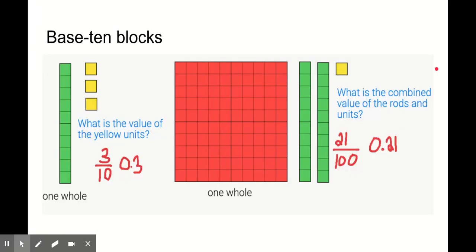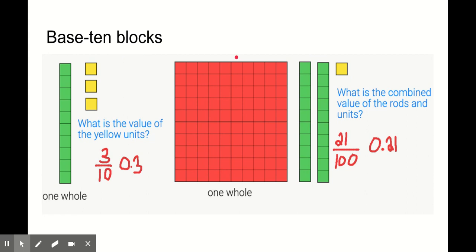Base 10 blocks are useful concrete manipulatives for working with tenths and hundredths. For tenths, over here, the rod would be the whole, made up of 10 tenths, or 10 units. In this case, 3 tenths would represent the value of the yellow unit.